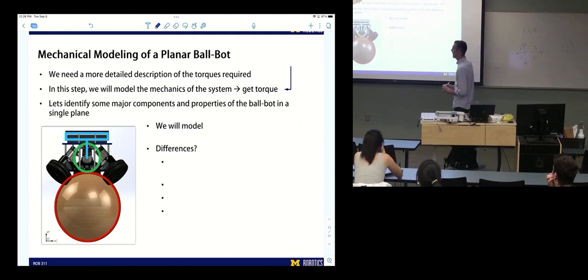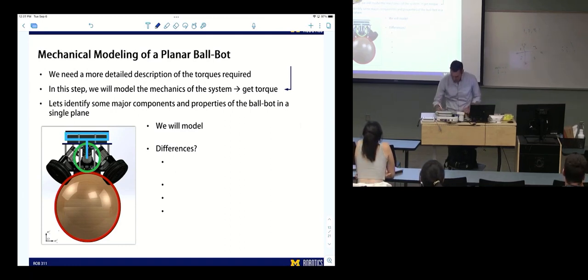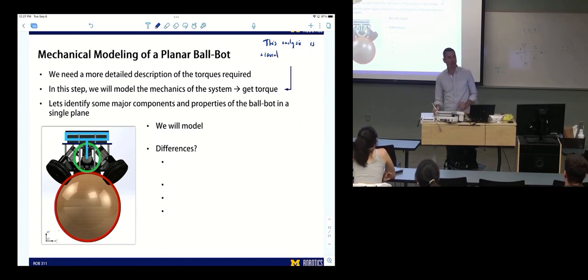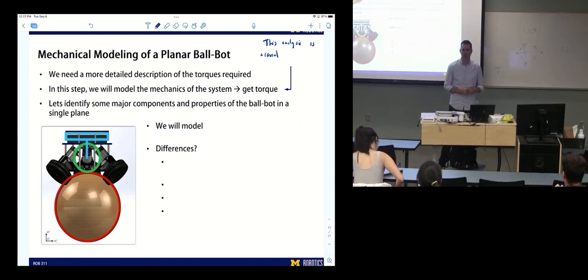We're going to talk about our task of planar modeling of a ballbot. What we're going to do is model the mechanics of this system, prescribe a motion to that system, and get the required torque. This analysis is acausal. What does that mean? We're going from motion to the required torques. So do you know what acausal means? Or causal?